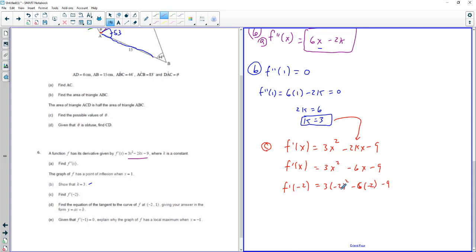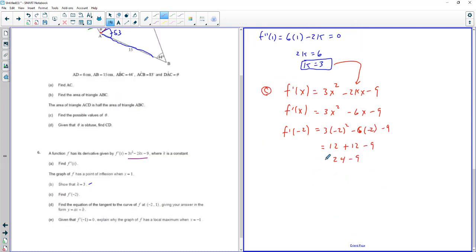And we'll solve. So this will be 4 times 3, which is 12, plus 12 minus 9. That's 24 minus 9. And that'll be 15. And that's your answer for part C.